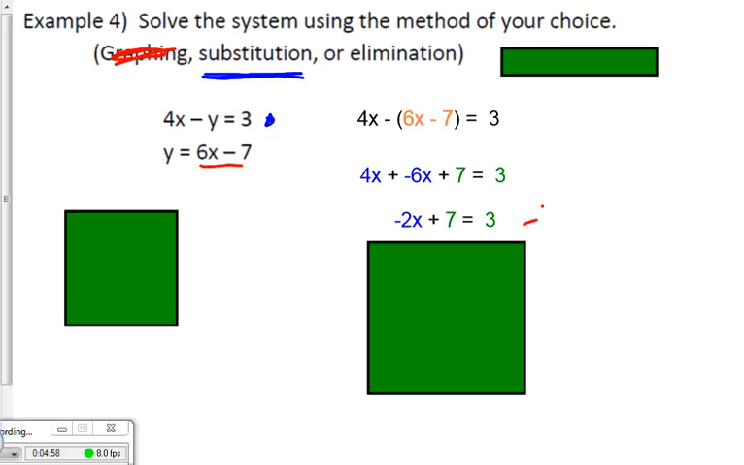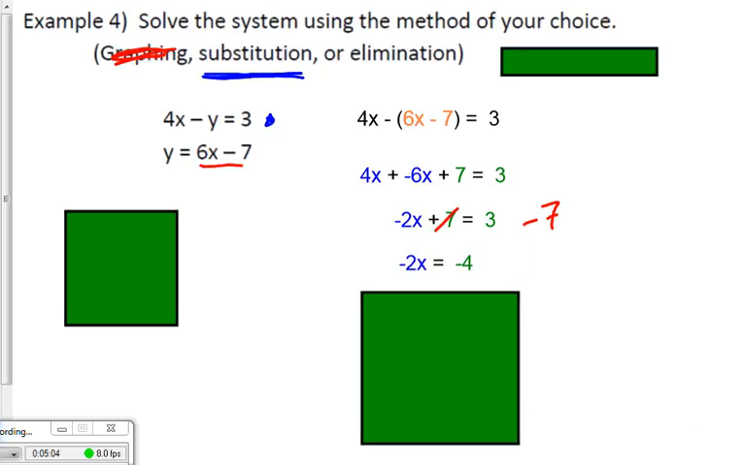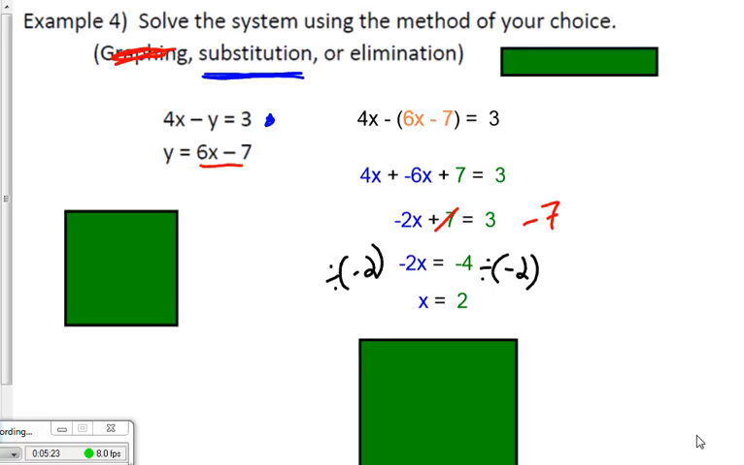We're going to subtract 7 from both sides to get rid of this piece. That leaves us with negative 2x equals negative 4, because 3 minus 7 is negative 4. Then to get rid of this negative 2, I have to divide by negative 2 on both sides. When I do that, we get x equals positive 2. So we've solved for x.